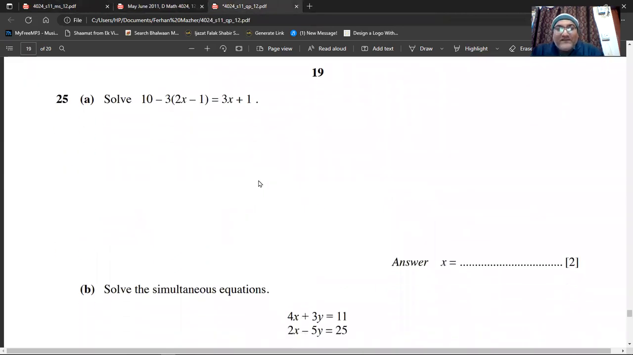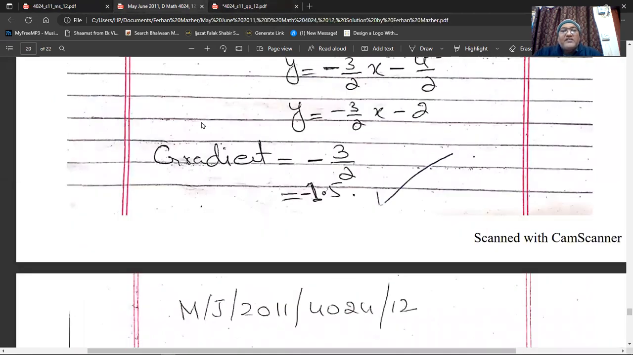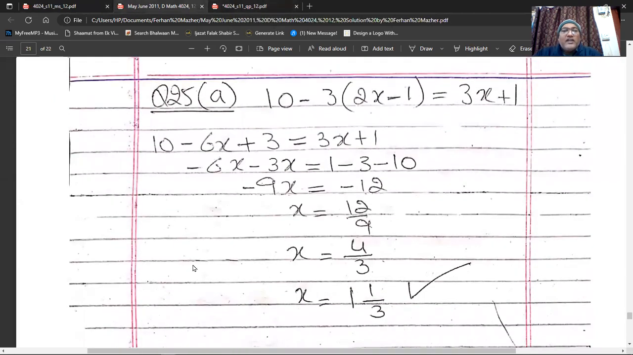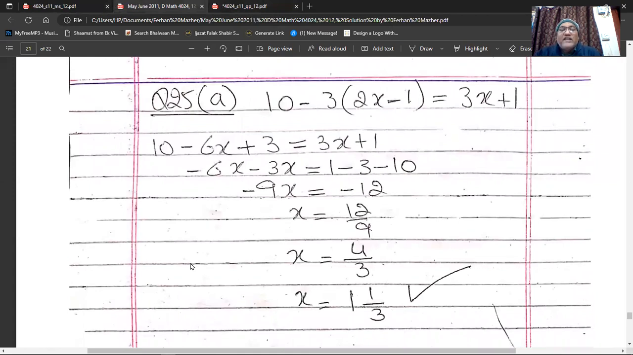That is question number 25. He says solve. An equation is given here, we have to solve it. He says 10 minus 3 bracket 2x minus 1 bracket close equals 3x plus 1. Simply open it and solve it. Very simple and straightforward question. Here the solution is showing up. So you will have 10 minus 6x plus 3 equals 3x plus 1.